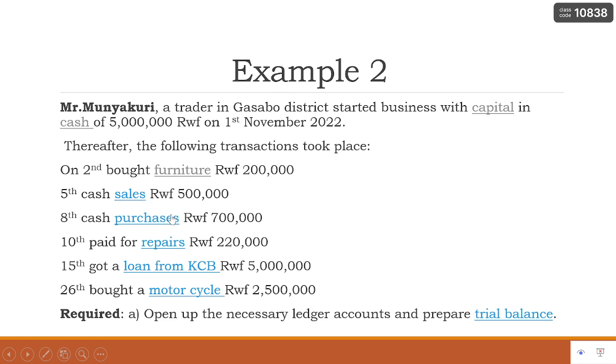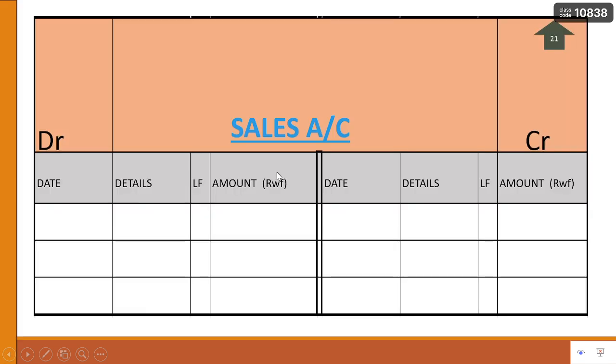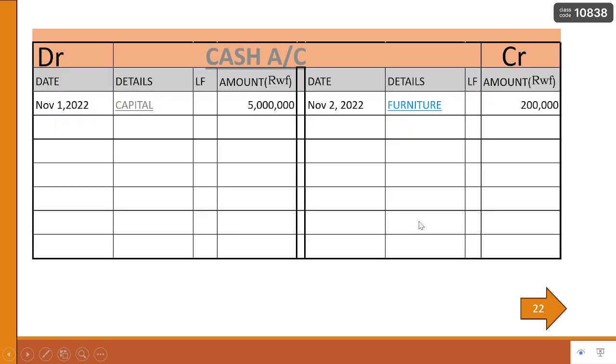Now cash sales. We sold goods and they gave us cash. So we are increasing the asset cash, but at the same time increasing revenues. So we shall have the sales account. We credit the sales account and debit cash. We indicate sales in the details, 500,000.